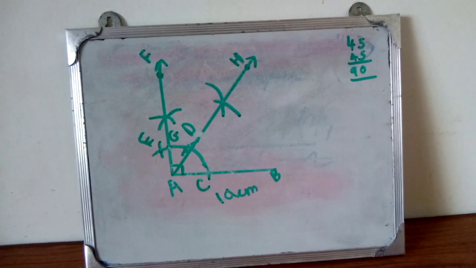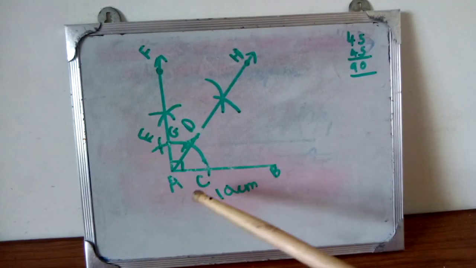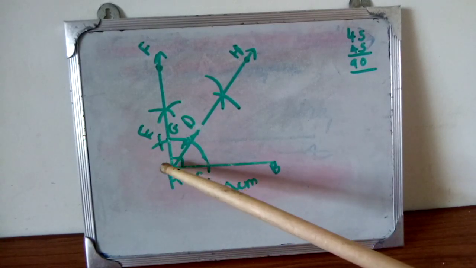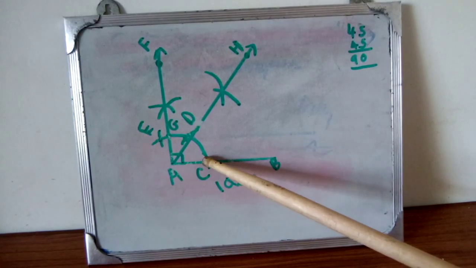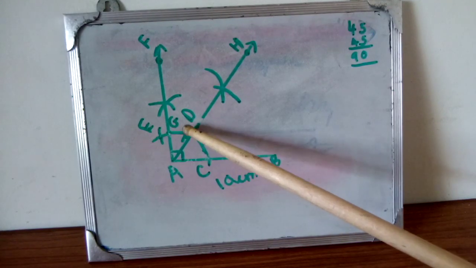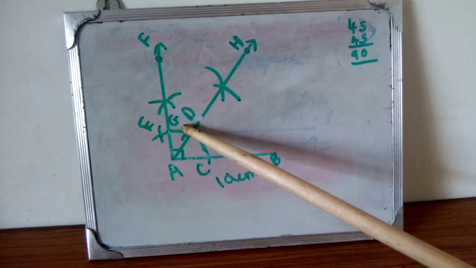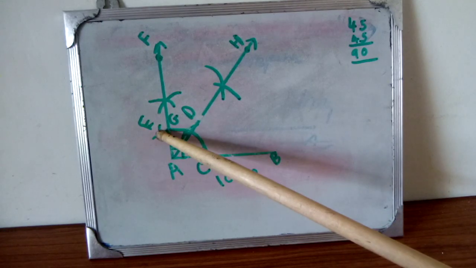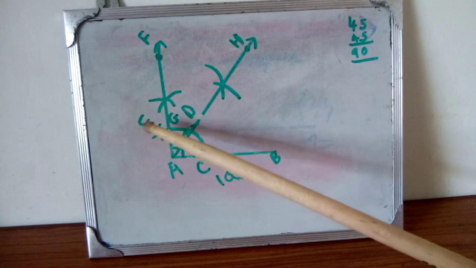The steps for this construction were that first we constructed a line segment AB of 10 centimeters, and then we kept the compass tip at point A, and with any radius we made an arc, and then we kept the compass tip at point C, and with the same radius we made an arc to intersect the previously drawn arc. Then keeping the compass tip at D and not changing the radius, with the same radius we made an arc to intersect the first arc. This is point T.